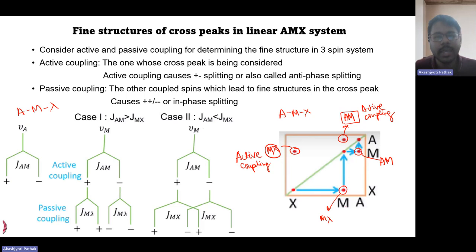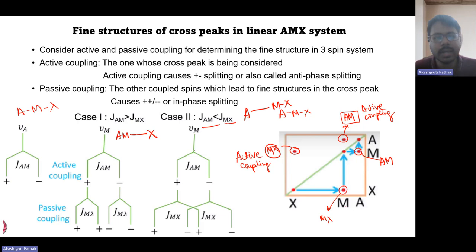But if JAM is less than JMX, if the coupling constant between this A and M is less, means you can consider this for AMX. So what does this mean? In case one, the coupling between A and M spin is greater than that between M and X. The M and X is weakly coupled. And in this case, the A and M is weakly coupled, but MX is strongly coupled.